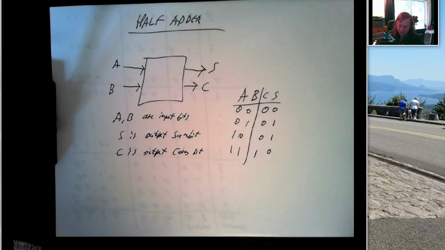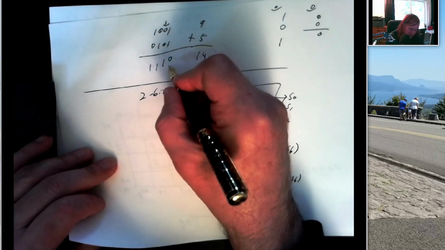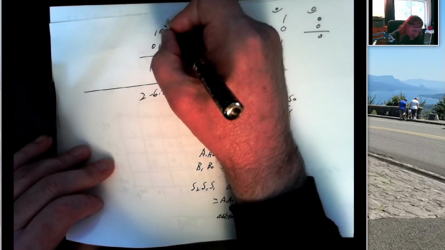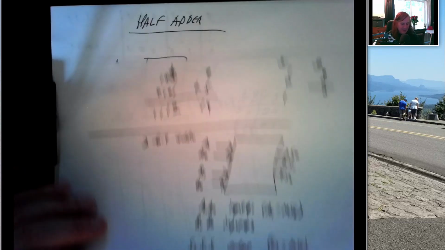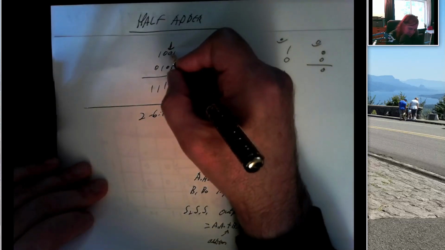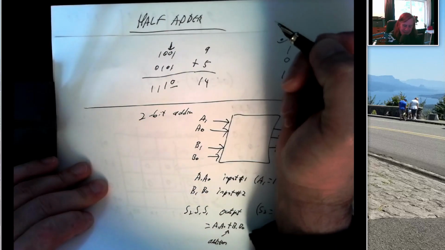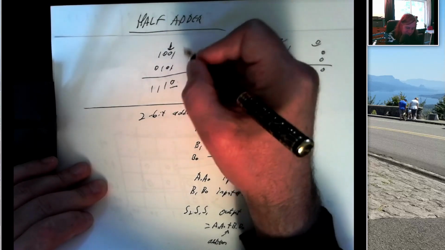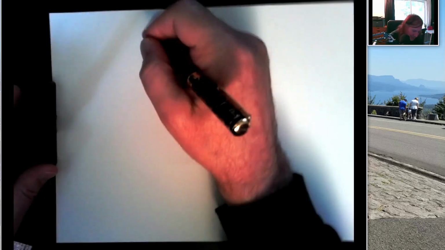And we can use this to add our 2 least significant bits, generate the least significant bit of the sum, and figure out what the carry is into the next stage. Now we can't use this half adder to add this next column because we actually have 3 things to add: A, B, and whatever carry we had coming from the previous stage. So we need a slightly more complex circuit, and this is called a full adder.